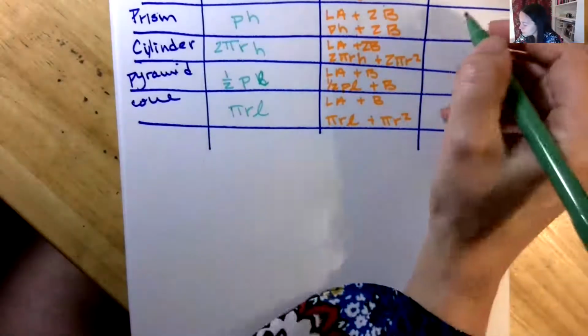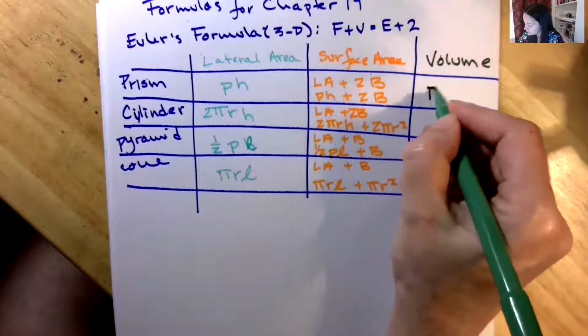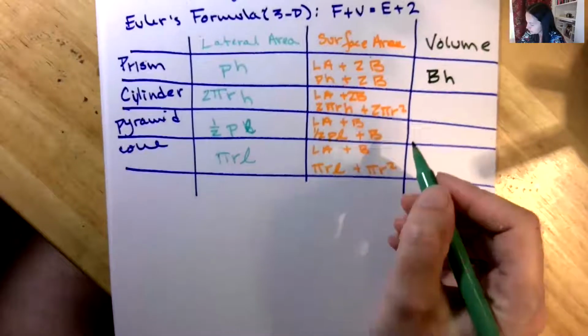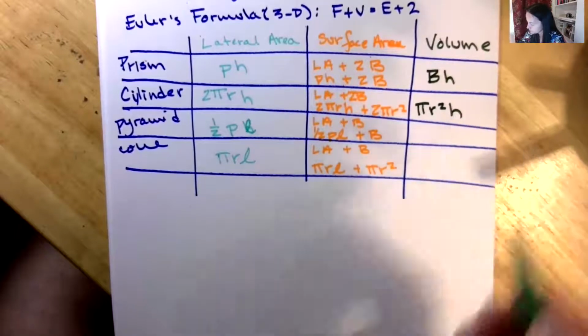So the formula for the volume of a prism is the area of the base, shown by capital B, times the height of the prism. For a cylinder, it is pi r squared times the height.